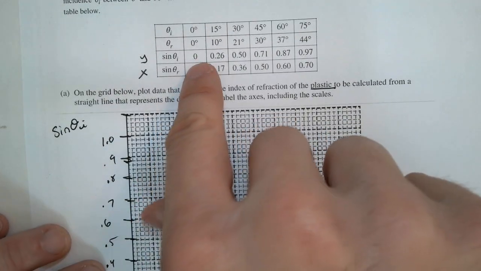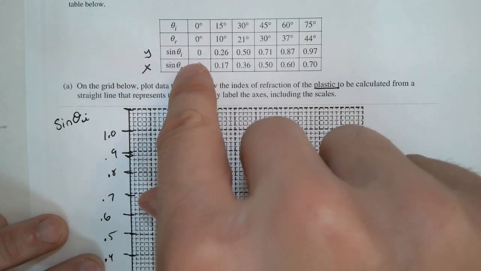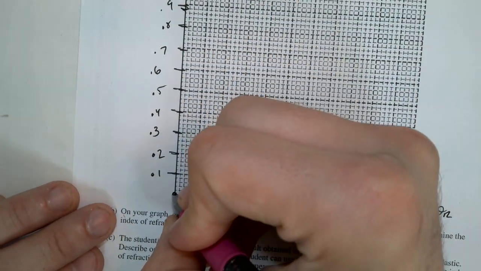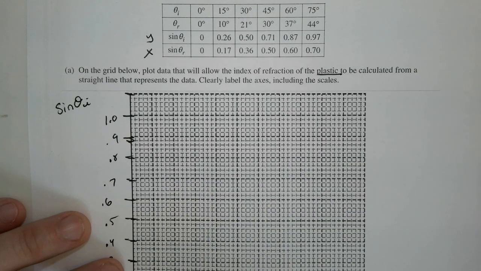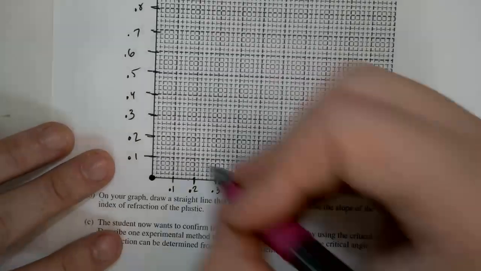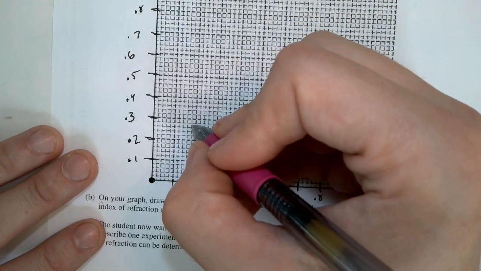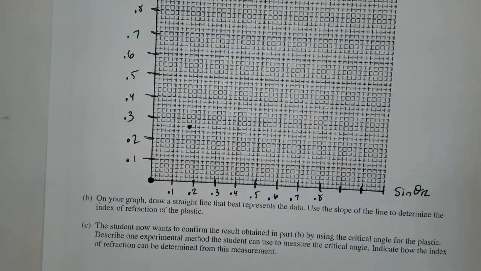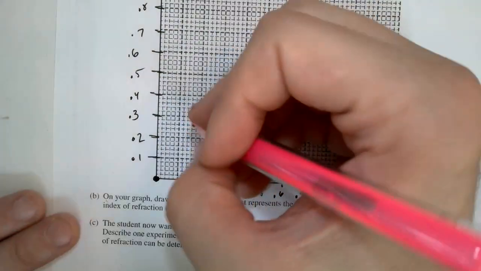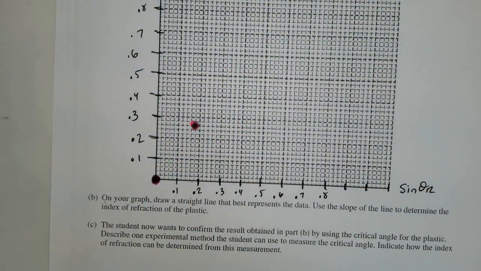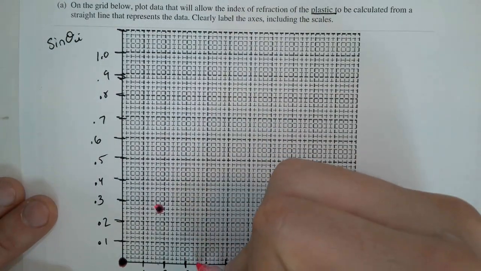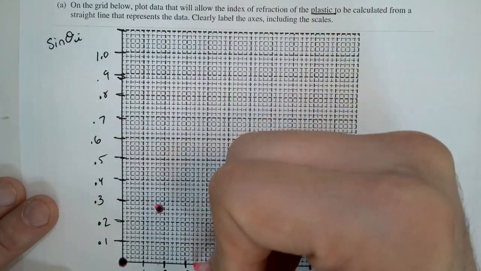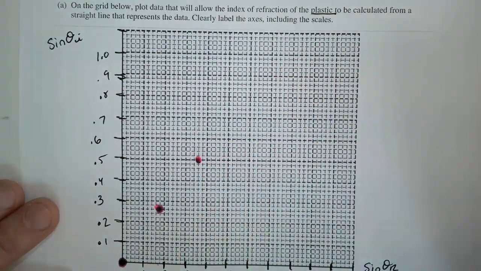So I'm going to plot those real quick. Incident and refraction. We got 0, 0. Let's make sure we plot it because you never know when you're going to need that point. We have 0.26 for y and 0.17 for x. 0.17, 0.26. Looks right there. I'm going to do this in pink because black's showing up a little bit, but I'm going to do it in pink so you guys can see it a little bit better. Then the next point is 0.36 for x and 0.5 for y. 0.36, 0.5. This is about as blurry as it gets.